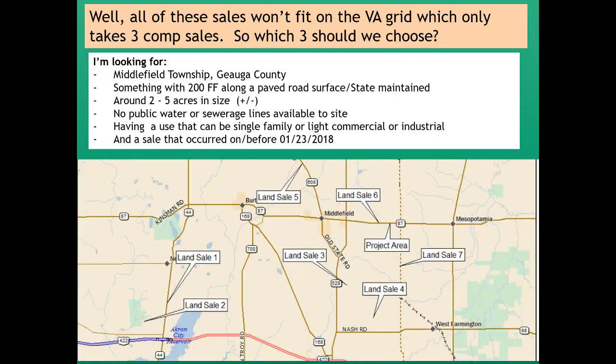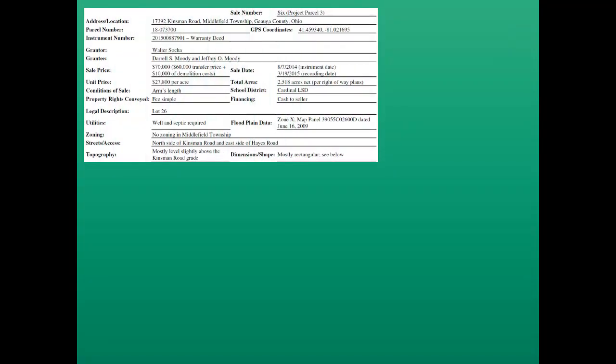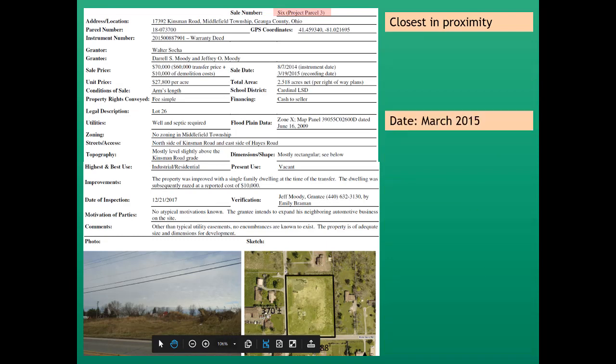Here's the sales location map that was part of that report, and outlined in red is the project area. Let's look at sales 5 and 6. They're on paved state roads and they're close to the whole property. There's sale 6, there's sale 5. And what we're looking at right now is the actual sale data sheet for sale number 3. It's closest in proximity to the whole property.